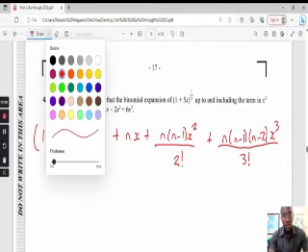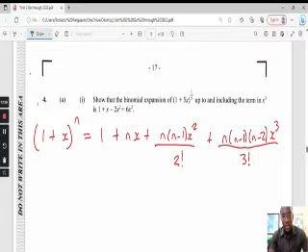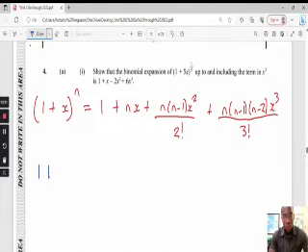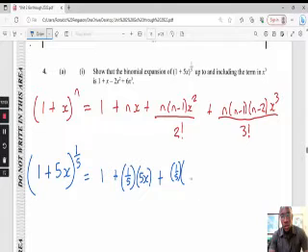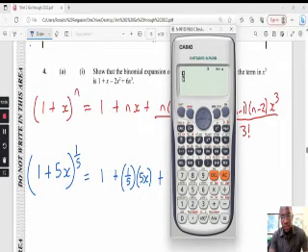In this case, though, you notice your x is 5x. So in that case, now it is 1 plus 5x, and n now is 1 over 5. So we have 1 plus 1 over 5 times 5x, plus n again, which is 1 over 5, times 1 over 5 minus 1. I'll put it in the calculator: 1 over 5 minus 1. That's negative 4 over 5.